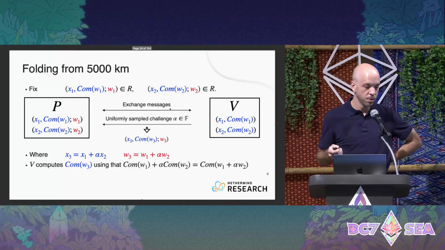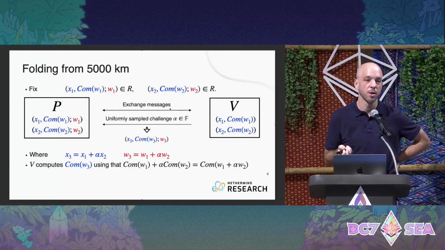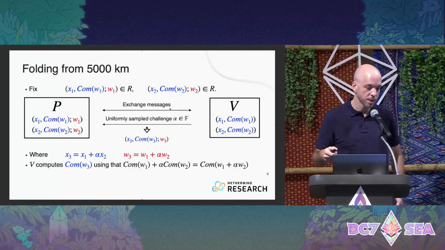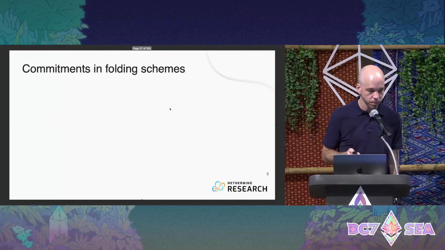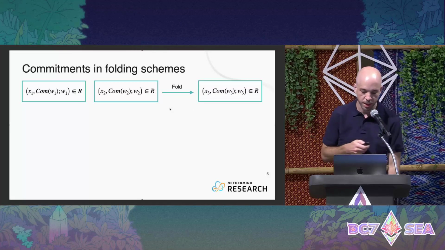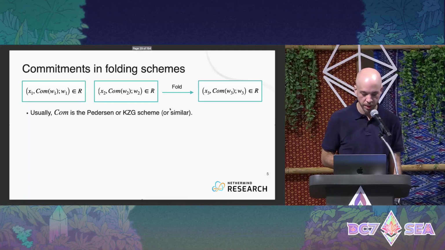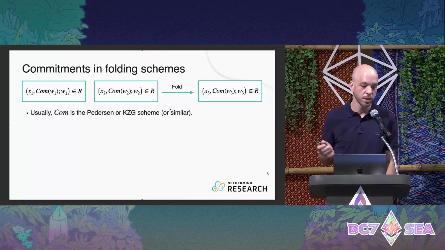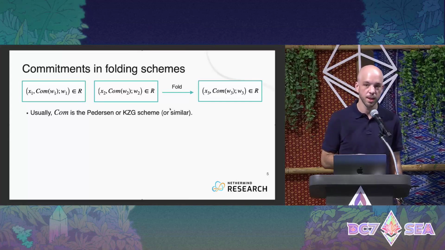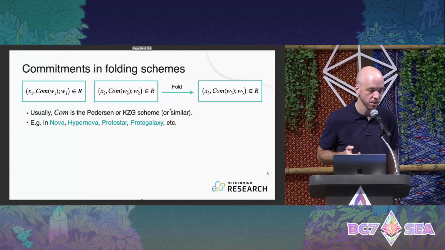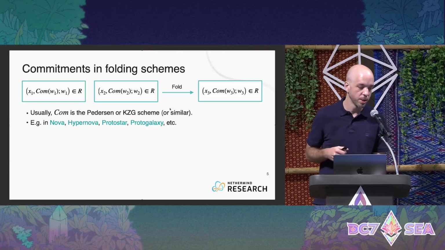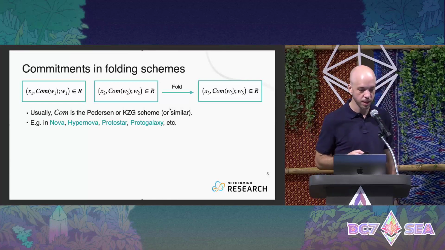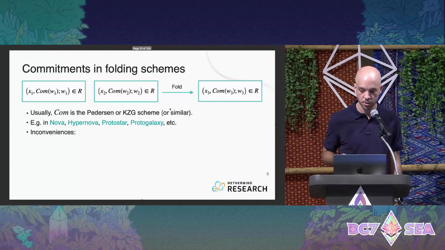So this is how folding looks from 5,000 kilometers away. Many folding schemes look like this. Okay, let's discuss commitments in folding schemes in more depth. Usually, the commitment scheme is a Pedersen commitment or a KZG commitment, so it's an elliptic curve-based commitment, or some variation of Pedersen and KZG. For example, in Nova, HyperNova, ProtoStar, ProtoGalaxy, etc., this is the commitment of choice.